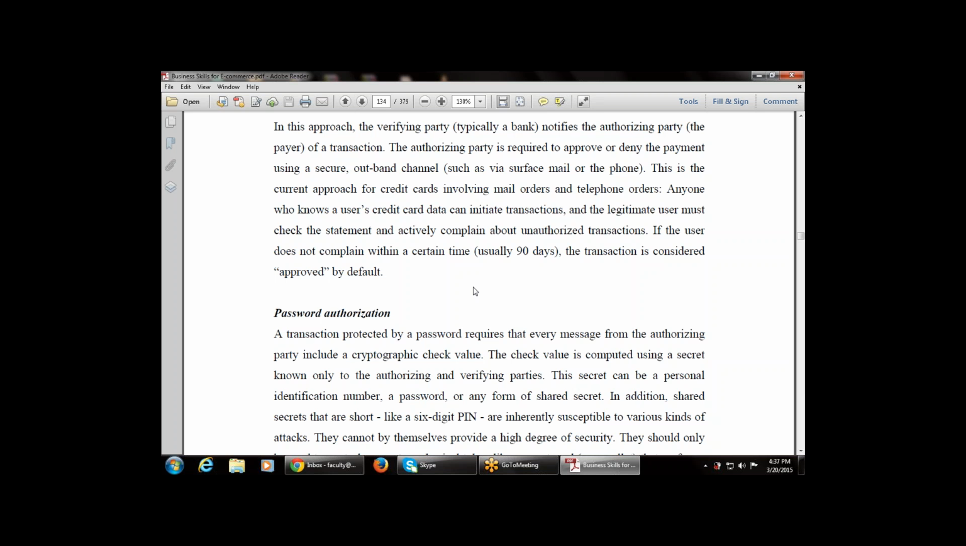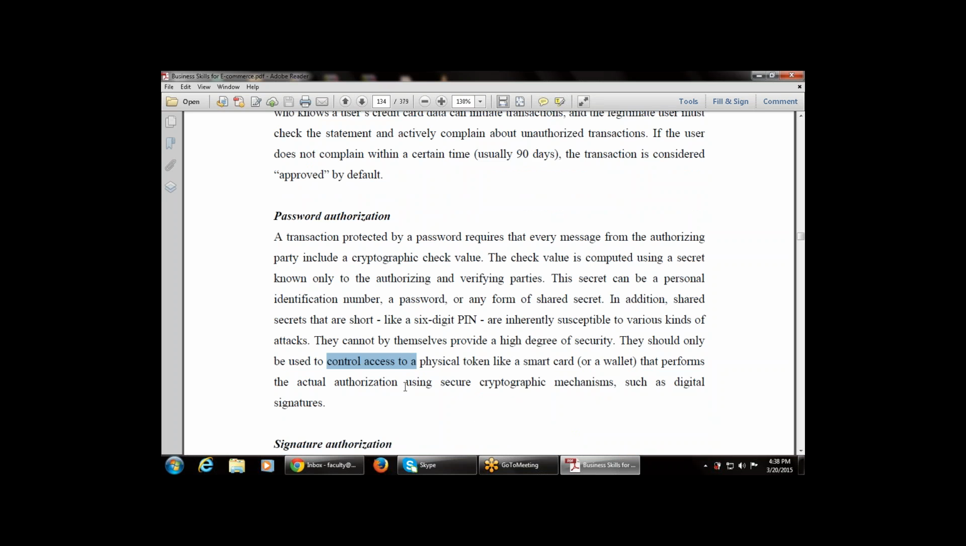This shared secret can be a personal identification number, a password, or any other form of secret. In addition, shared secrets that are short, like a 6-digit PIN, are inherently susceptible to various kinds of attacks. They cannot by themselves provide a high degree of security. They should only be used to control access to a physical token like a smart card or a wallet that performs the actual authorization using a secure cryptographic mechanism such as a digital signature. So there must be a password capability so that the password can be used for authorization purposes.